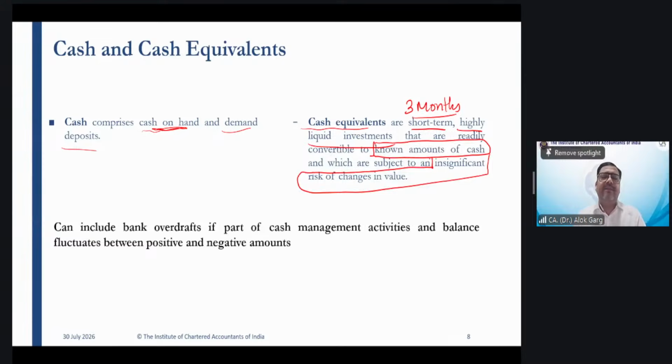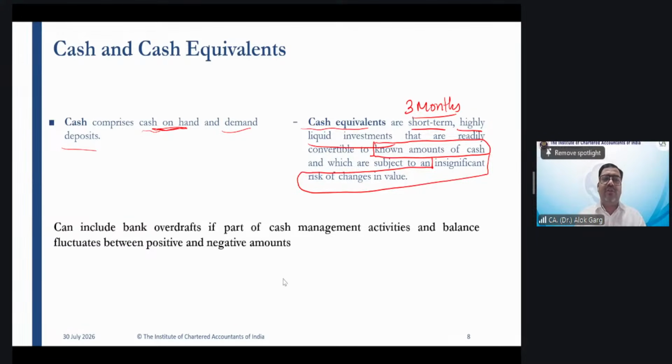You don't have a risk that my value will change. For example, you have invested in a fixed deposit of State Bank of India, for 45 days, 1.5 months. And you deposited 1 lakh rupees. First of all, tell me, if this fixed deposit is going to mature in 45 days, whether it is a short-term highly liquid investment, yes or no?